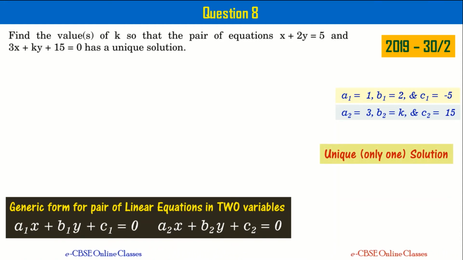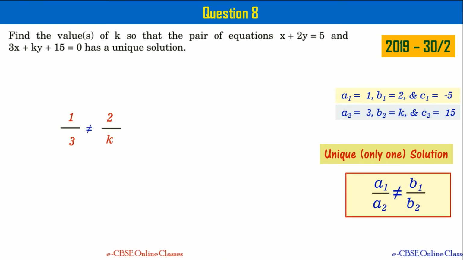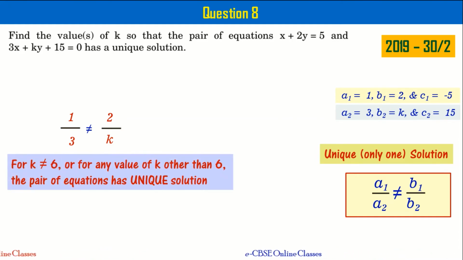You want to have a unique solution for the given pair of equations. It means the relation between the coefficients has to be A1/A2 not equal to B1/B2. It means 1/3 should not be equal to 2/k, right? So the answer is k not equal to 6. It means for any value of k other than 6, the pair of equations has a unique solution. Please take a note of that.